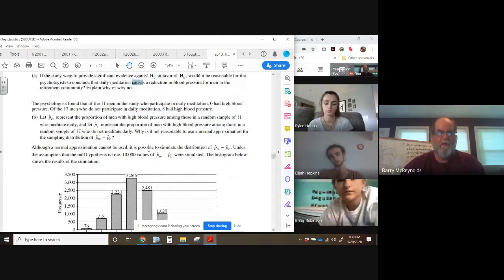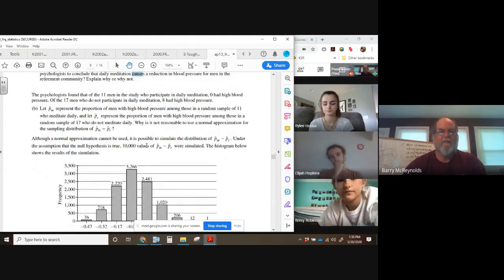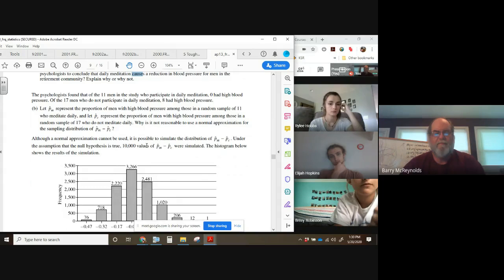Okay, so let's scroll down to part B. The psychologists found that of the 11 men in the study who participate in daily meditation, 0 had high blood pressure. Of the 17 who do not, 8 of them did have high blood pressure.